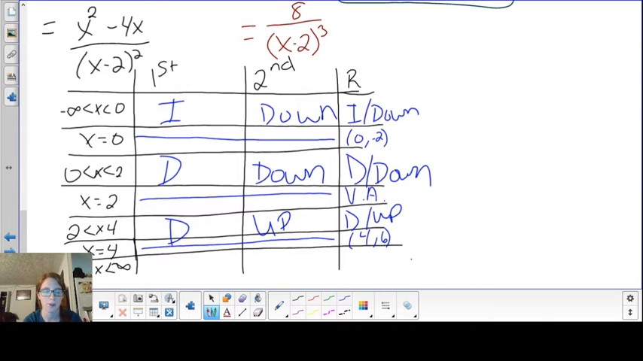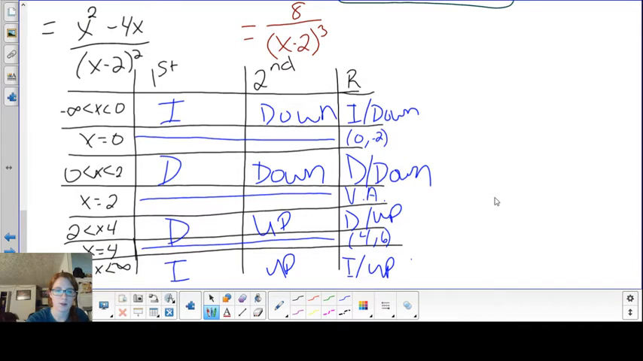Now, a number between 4 and infinity, let's do 5. So I store 5. We are positive, so we're increasing. And we are positive again, so we are up. So we're increasing and we are up.